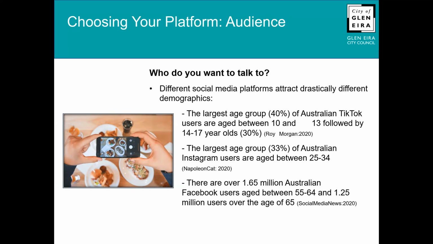Now, we'll move on to some of the more commonly used marketing platforms. So the largest group of Australian Instagram users are aged between 25 and 34. And then the next one that is perhaps the most famous: there are over 1.65 million Australian Facebook users aged between 55 and 64, and 1.25 million users over the age of 65. So if you're looking for older Australians, Facebook is the place to be. If you're looking for Gen Z and Gen X, Instagram is probably the place to be. And it really goes down the scale. So understanding where your audience is a really important part of choosing where to put your business online.